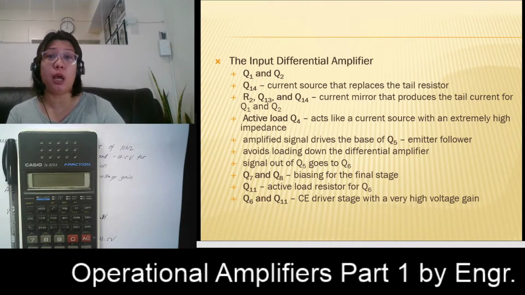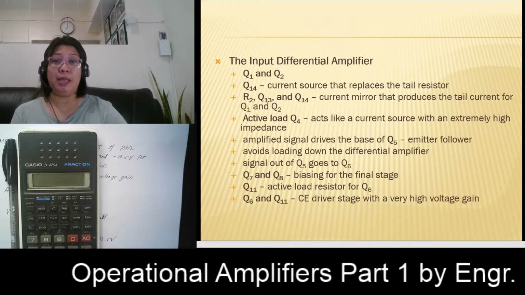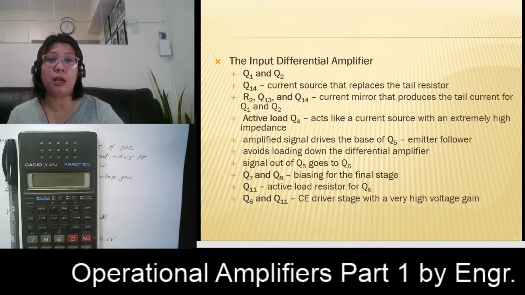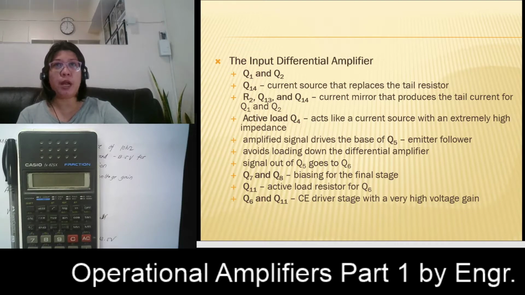Your Q4 is an active load. When we say active load, instead of using a load resistance, we make use of transistors instead. Active load Q4 acts like a current source with an extremely high impedance. The amplified signals drive the base of Q5. Your Q5 is an emitter follower. What do we mean by an emitter follower? It doesn't really amplify. What your input is will just be your output. This avoids slowing down your differential amplifier.